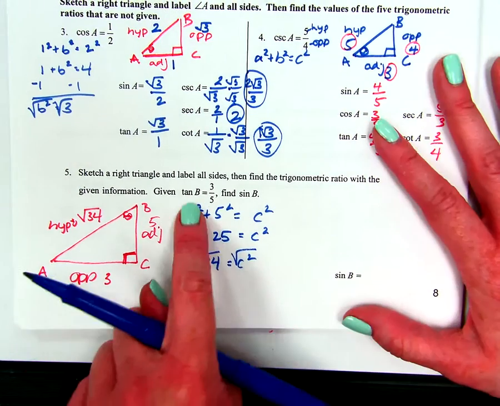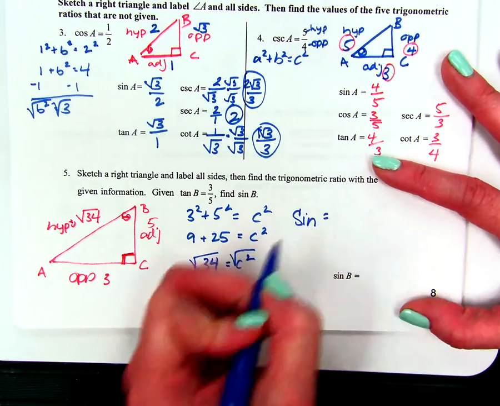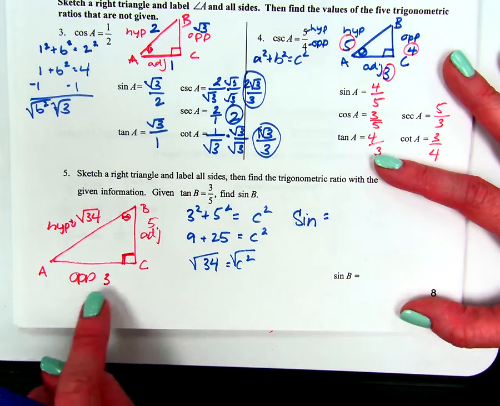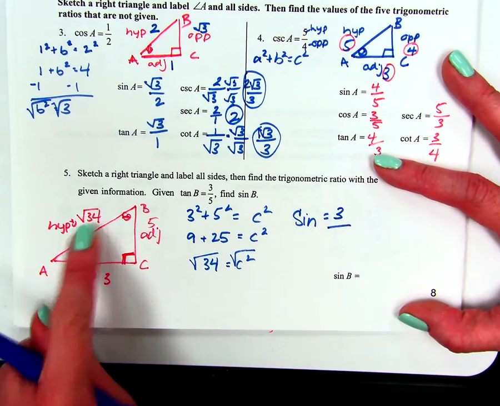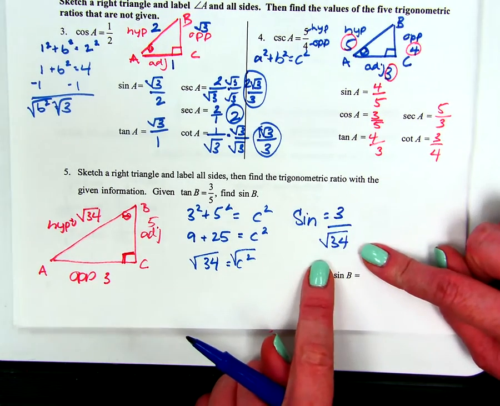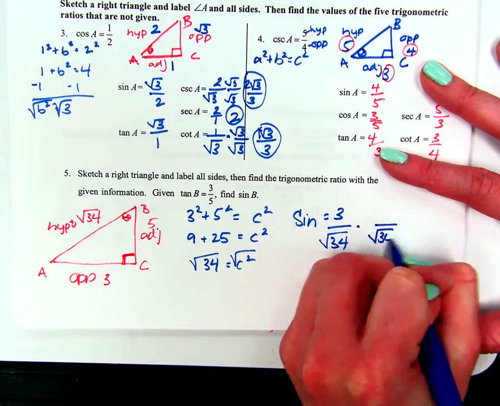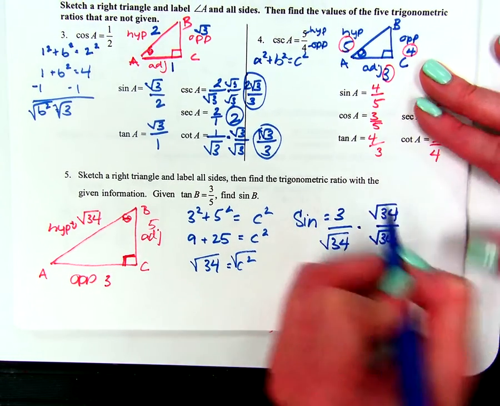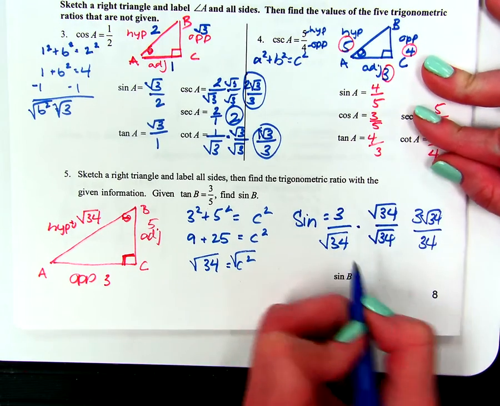So it's given the tangent of B, so now they're asking us to find the sine. So the sine is opposite, so opposite is our 3, and hypotenuse. So hypotenuse is our radical 34. Now again, remember, radical 34 cannot be in the denominator, so we're going to multiply the top and the bottom to eliminate that radical, and we now have 3 root 34 over 34. And that's your final answer.